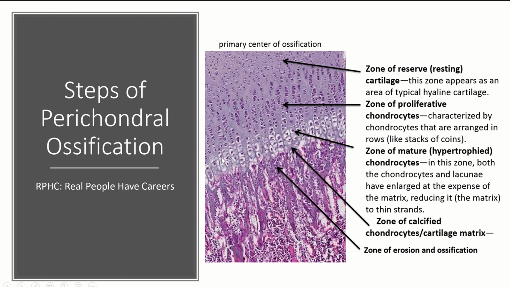And then after that, once they're all grown up and they're big and ready, they will get turned into bone. And that is going to be our zone of calcification. So this is where these chondrocytes, the cells of cartilage, are actually replaced by bone. So they're ossified and calcified and replaced by new bone formation. So that's our zone of calcification.